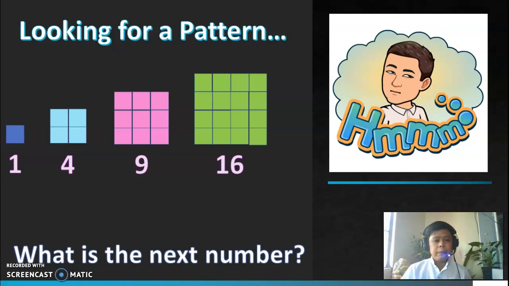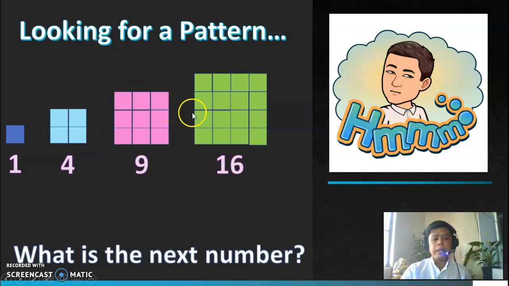Mapapansin natin, yung una natin ay 1. Meron tayong isang small na square. Yung pangalawa naman natin is 4. Mapapansin nyo, meron na siyang 4 na maliliit na square. Tapos yung mga squares na yan, gumagawa ng isang mas malaking square. And then you have yung pangatlo natin, which is 9. So, meron tayong 9 na maliliit na squares. Pero kapag pinagsama-sama natin siya, square pa rin yung nabubuo niya.